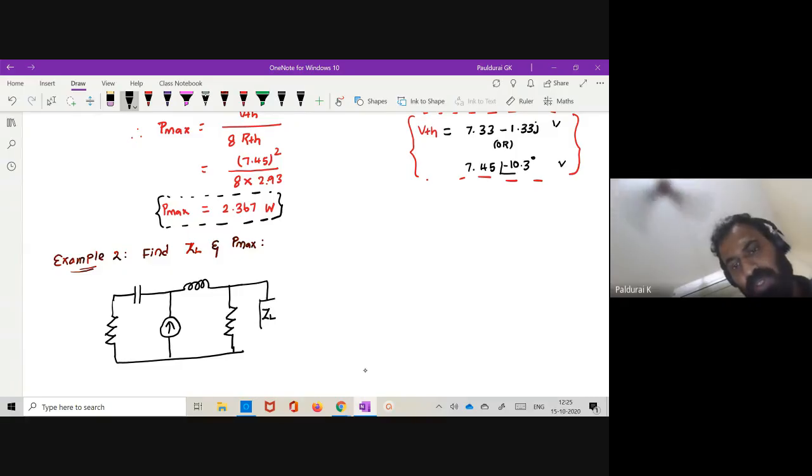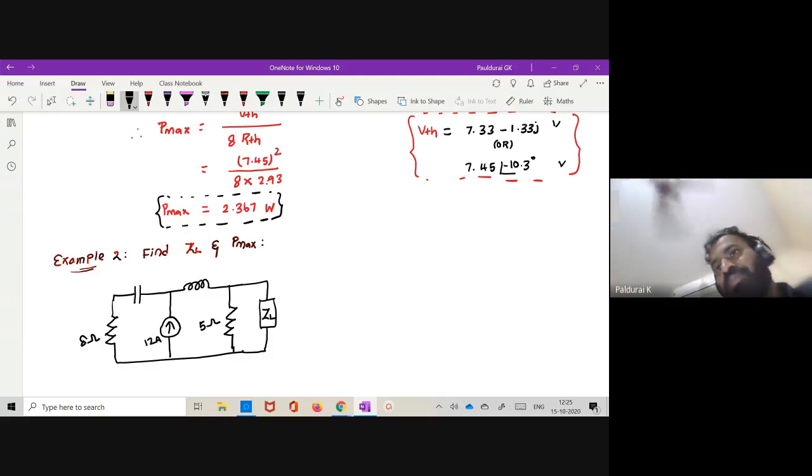Take this circuit. So here also, load is impedance. So this is my 8 ohm. This is 5 ohm. This is 12 ampere current. And this is minus J4 ohm. And this is J10 ohm.